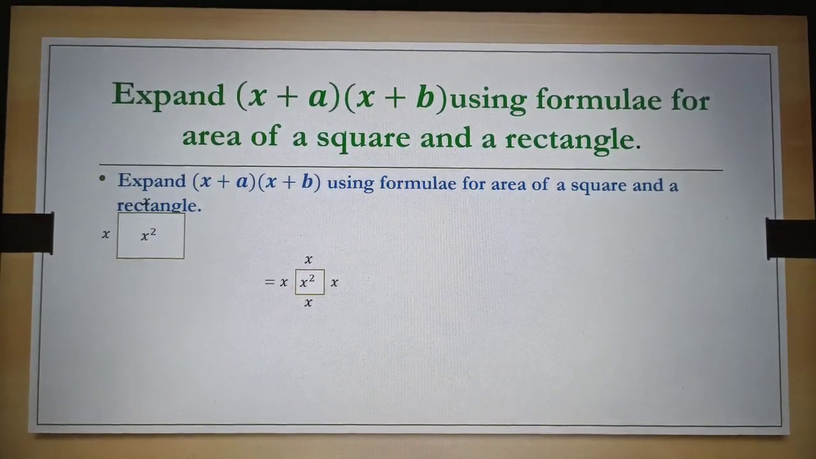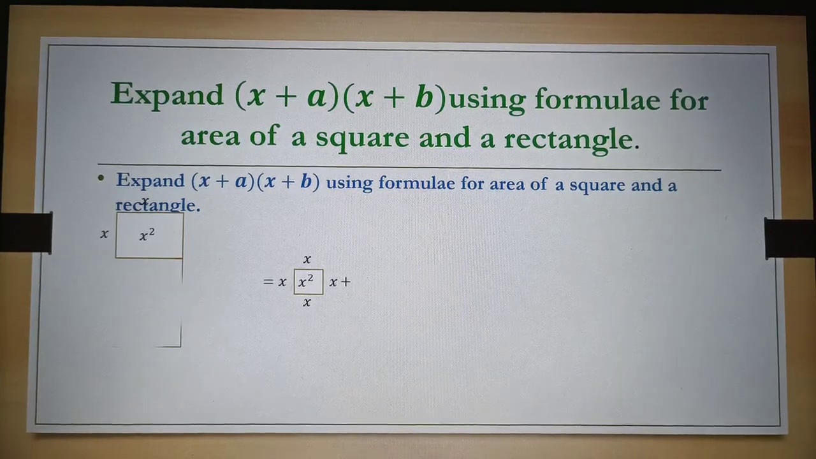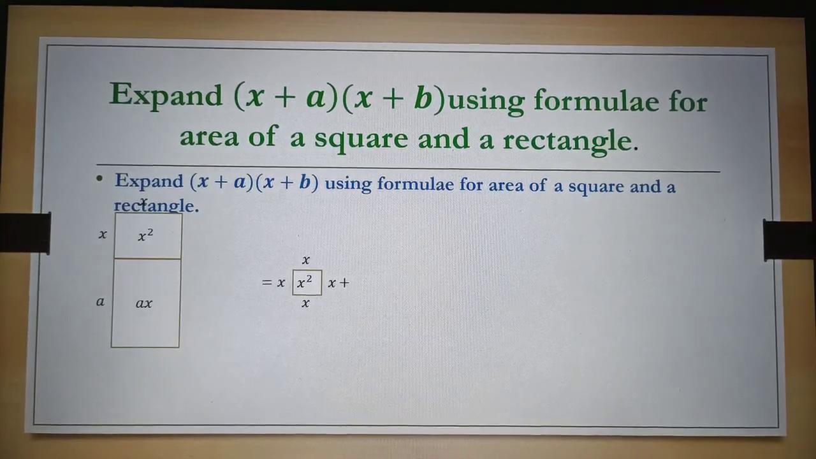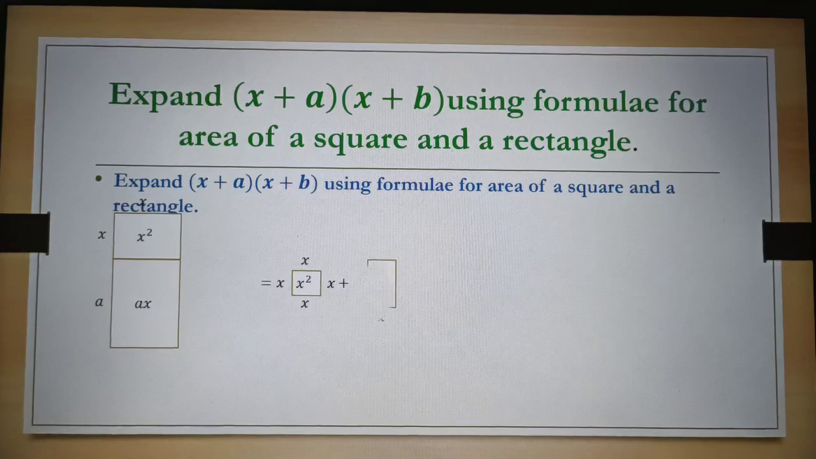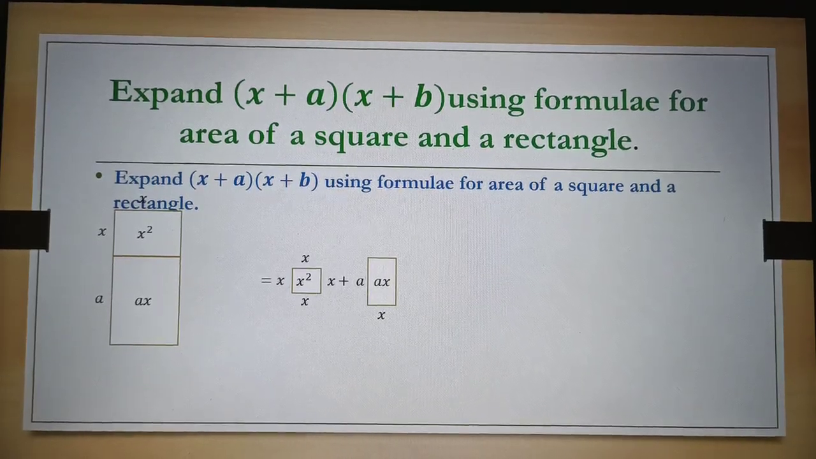Next figure is a rectangle. This is a rectangle. We know that in a rectangle, length and breadth are there.